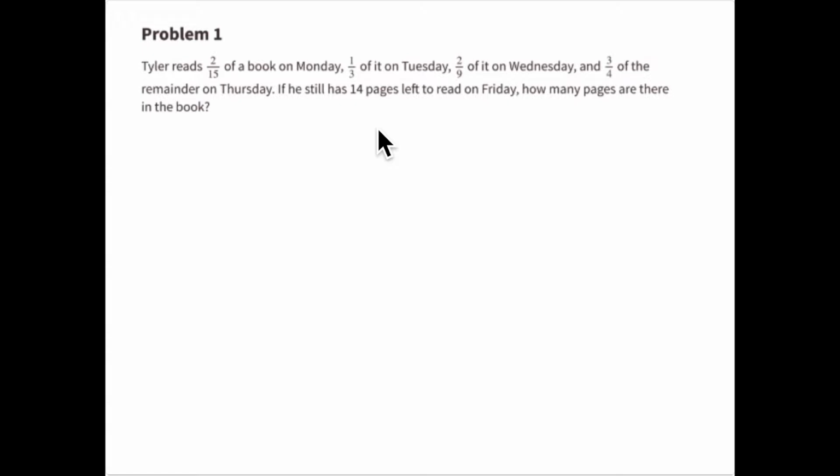To solve a problem like this, there has to be some connection to these fractions with an absolute number of pages, and that's right here. These 14 pages are what fraction that connects to the 2/5, 1/3, 2/9, and this 3/4 right here? Well, those 14 pages are 1/4 of the remainder of the book that he has to read on Thursday. So 3/4 he reads on Thursday, and then 1/4 of the remainder of the book he's going to read on Friday.